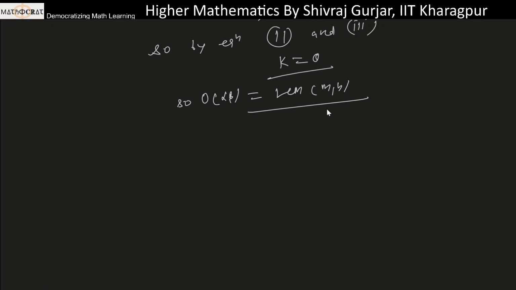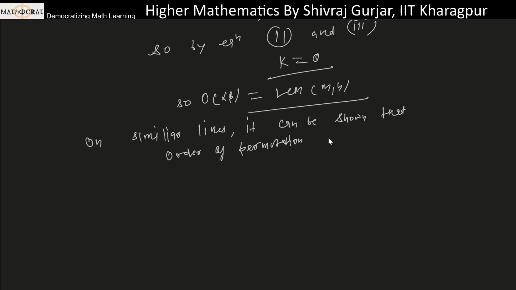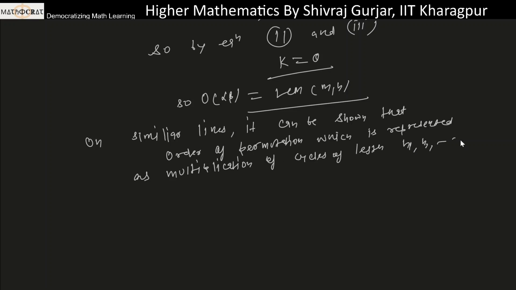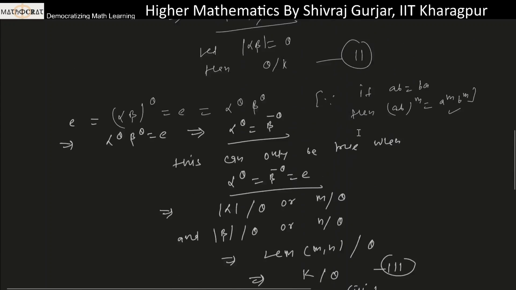If we take 3 cycles, the same pattern can be repeated. On similar lines, it can be shown that the order of a permutation represented as a multiplication of cycles of lengths say n1, n2 and so on is equal to the least common multiple of n1, n2, and so on. So this is the theorem, and it is very useful. It can be a question itself, and the proof is easy as well.